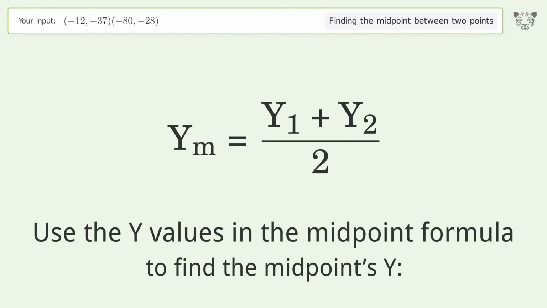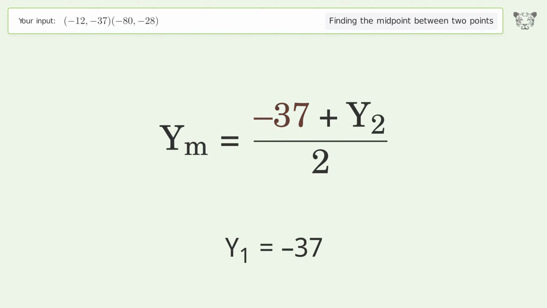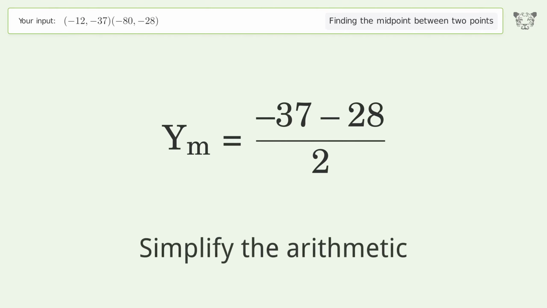Use the y values in the midpoint formula to find the midpoints y. y1 equals -37. y2 equals -28. Simplify the arithmetic.